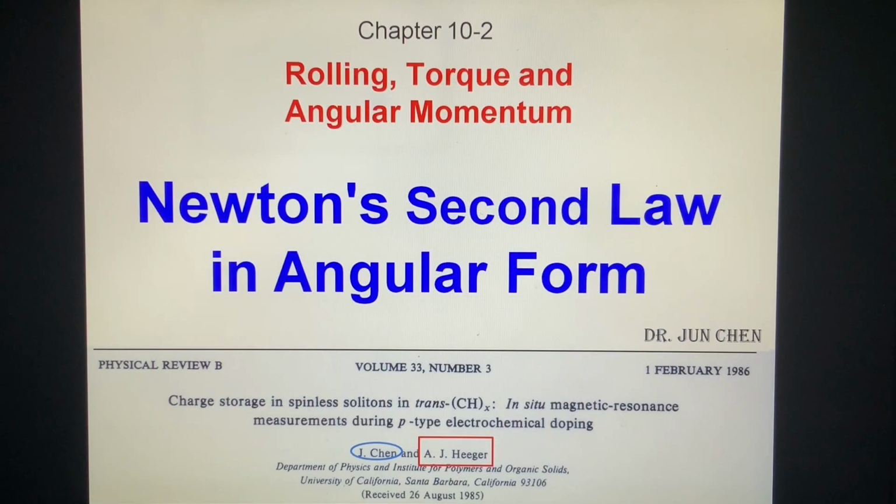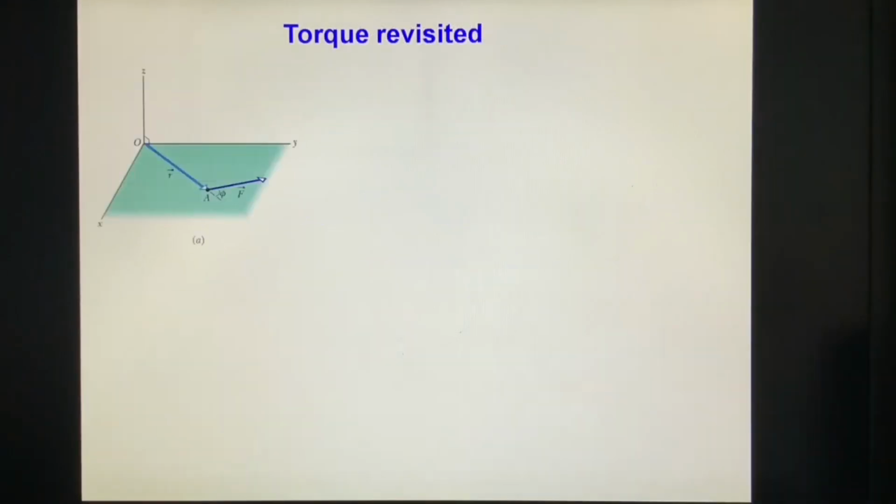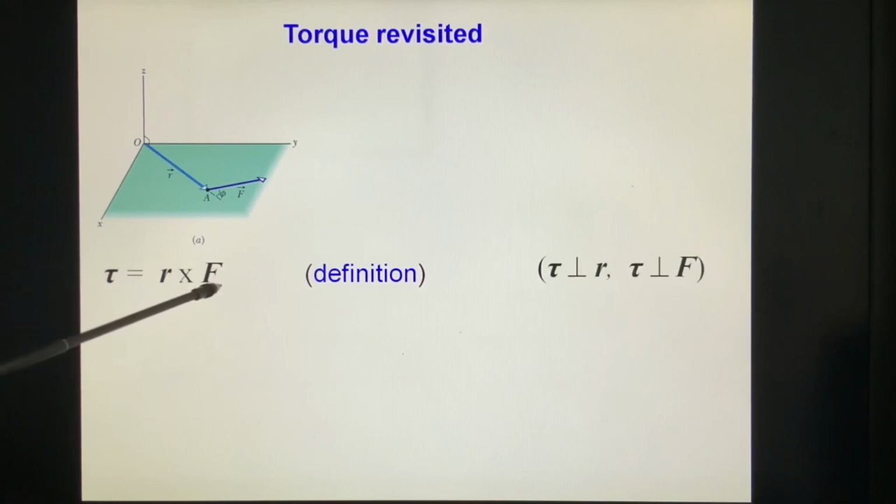Now Newton's second law in angular form. Torque revision. We talk about the torque of a force F relative to a point O, because the torque is r cross F. This is the acting point, this is r. r cross F means this torque is perpendicular to r, and the torque is perpendicular to F. So in this case, when you use the right-hand rule for r cross F, the torque is along the positive direction.